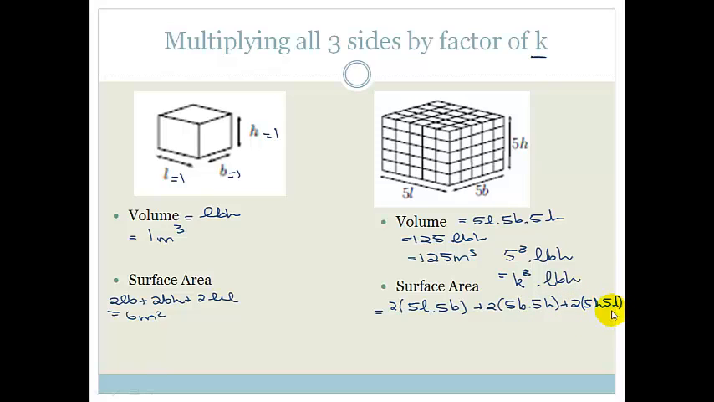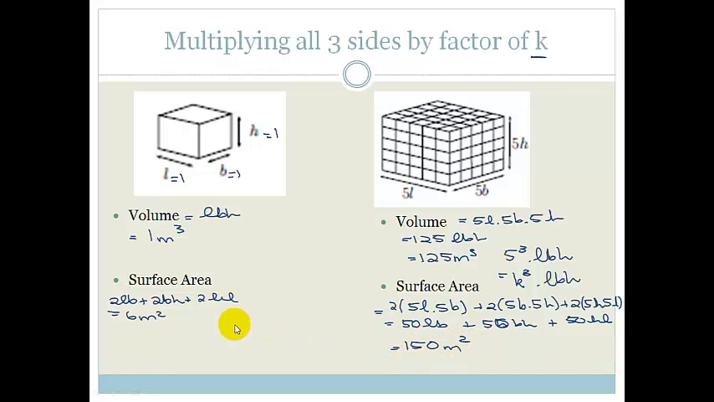which becomes 5 times 5 is 25, times 2 is 50LB, plus 5 times 5 is 25, times 2 is 50BH, plus 5 times 5 is again 50HL. And since these are all ones, it becomes 150 square meters.